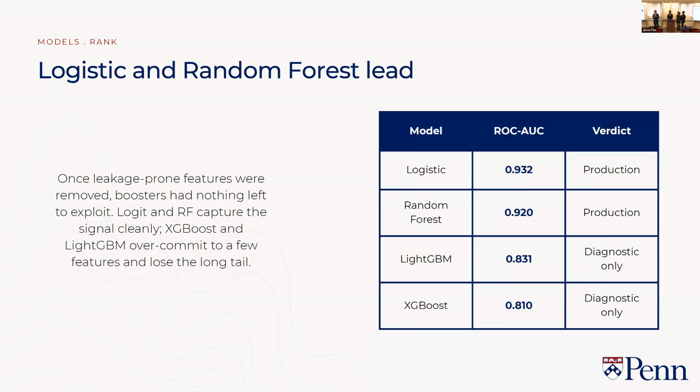So starting with the ranking itself, we found that logistic regression and random forest actually did better than the boosted models. And this is mainly because, without leakage-prone features, we found that the boosters actually overcommitted to a few features, losing out compared to the random forest and logistic regression.